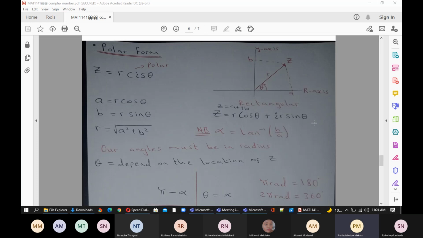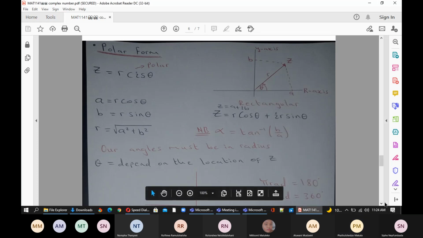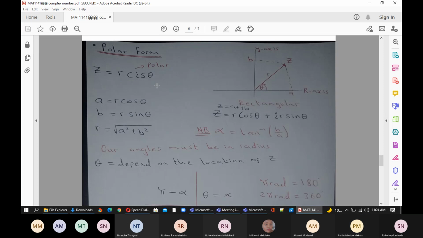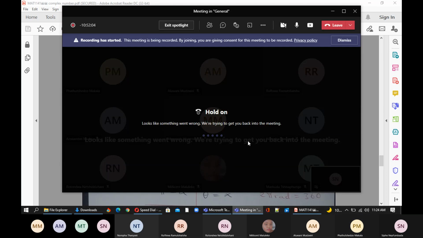Okay. So now, let's talk about polar form. A polar form is Z is equals to R cis theta, where I said you must find sine theta and cos theta. Sin theta is B over R, cos theta is A over R.